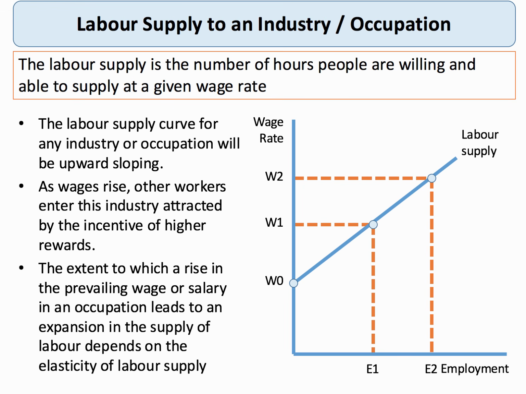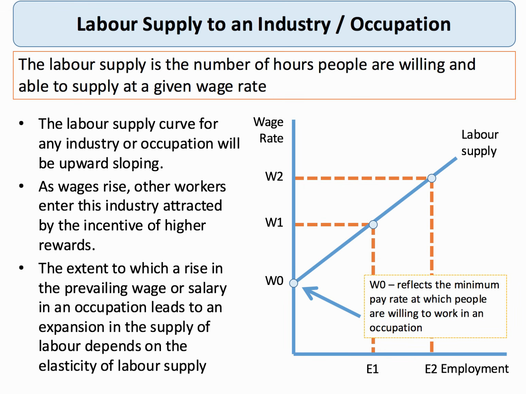Of course, the key to which people will enter a labour market, given the wage goes up, is determined by the elasticity of labour supply. We'll look at that in a separate topic video. Notice that in some occupations there could be a minimum wage or minimum pay rate at which people are willing to work. Some economists call that the reservation wage. So the degree to which that starts high up on the y-axis determines the starting rate at which people are prepared to work in a given occupation.